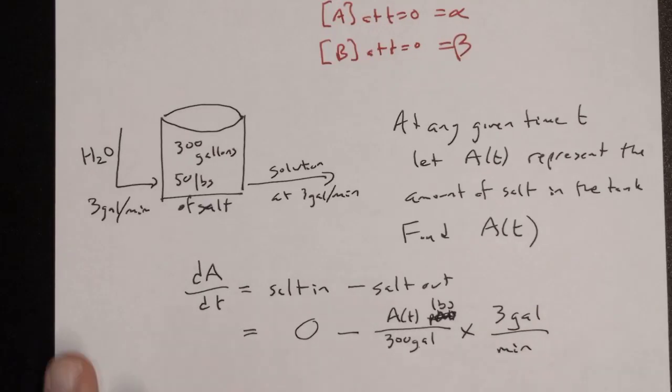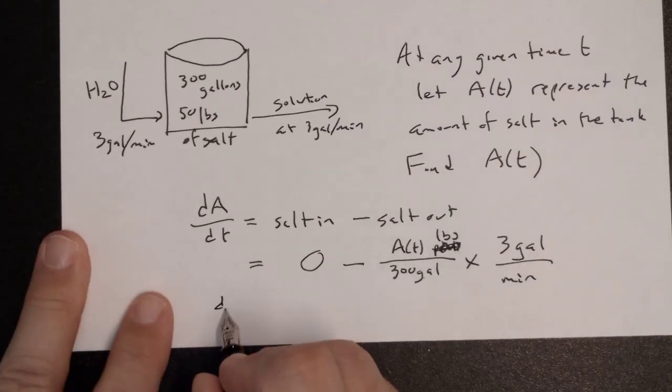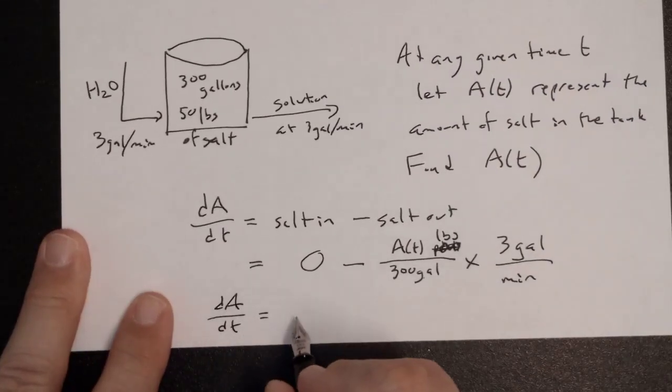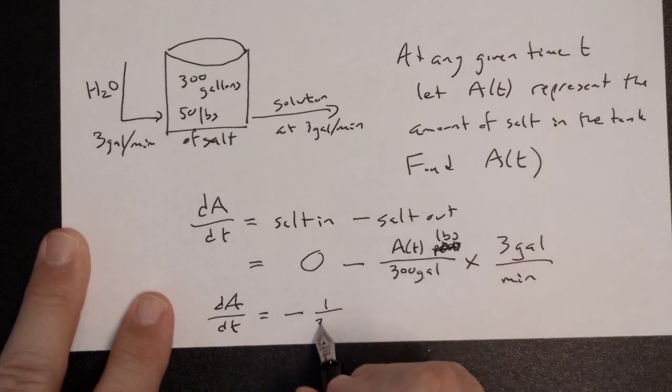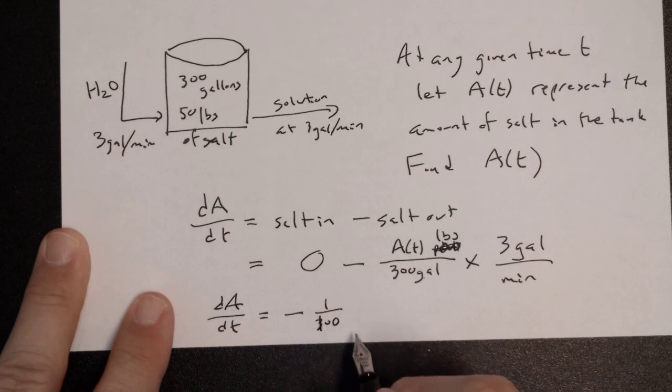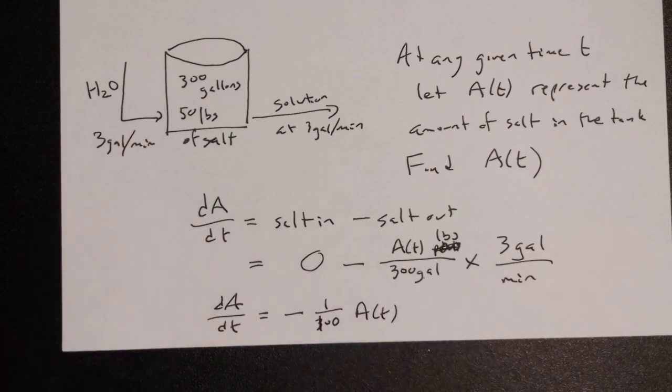So it turns out I actually have a nice differential equation here. dA/dt equals negative 3 over 300. That's 1 over 100 A of t. There's my differential equation. But wait, there's more. I have an initial value. There's a number over there in that picture I didn't use yet.